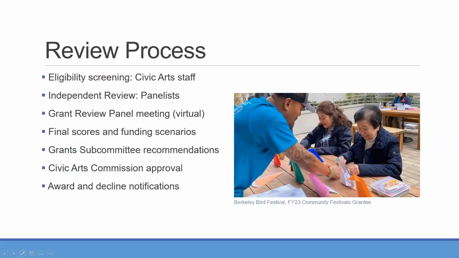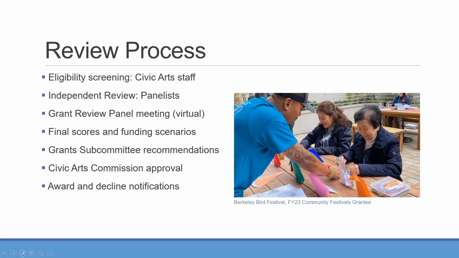Okay, so once the deadline passes, Civic Arts staff will review all the applications for eligibility and then assign those eligible applications to the grant review panelists. Panelists will have several weeks to review the applications using the review criteria and the scoring scale, which we'll talk a little bit about in later slides. Then we will meet virtually over Zoom to discuss each application. And again, if you apply, you will be notified about the eligibility status of your application, and given the date, time, and link to the public grant review panel meeting.